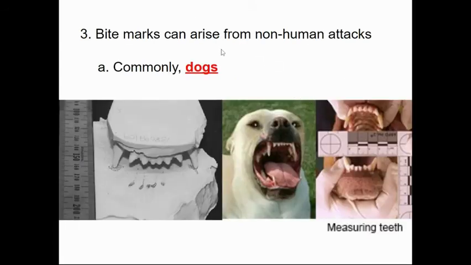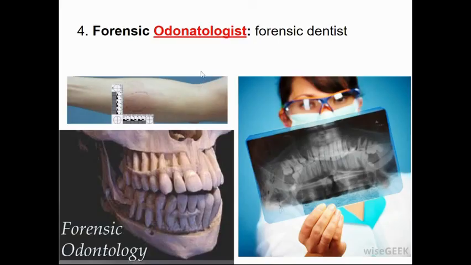But bite marks can arise from lots of different ways, not just human. We could have a non human attack. The most common would be a dog. A dog's bite is very different than a human bite, different types of teeth, different type of action for the tearing, and pretty unique. So, again, the person who's going to study this is a forensic odontologist. They're essentially a forensic dentist, and they have been key in providing evidence that linked a person to a body or to a crime scene.